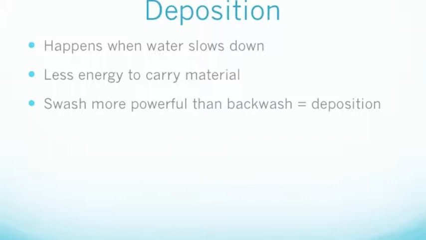Finally, deposition happens when the water slows down. The water hasn't got enough energy to carry the material any further, so it deposits it. If the swash is more powerful than the backwash, then you get deposition at the coastline as well.